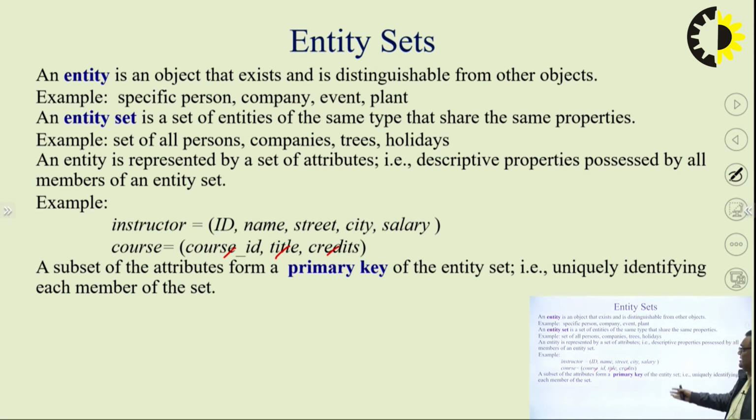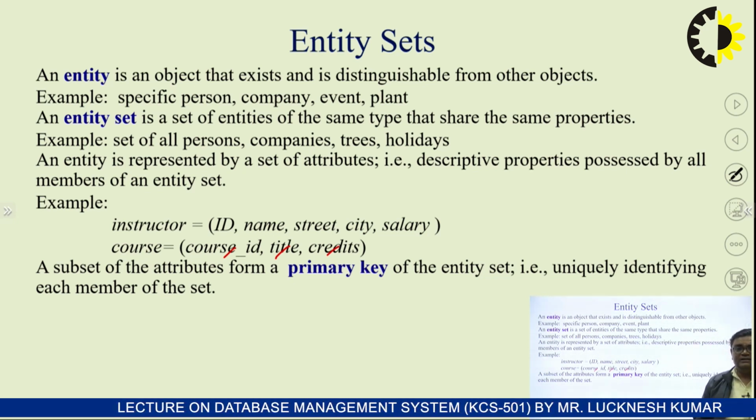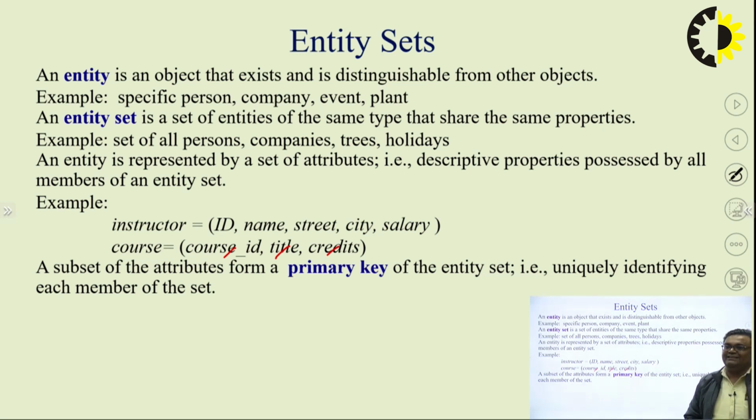A subset of the attributes forms a primary key of the entity set, uniquely identifying each member of the set. So, to get the information for a particular entity, we need a primary key, and that primary key is from the attribute or a set of attributes. A subset can uniquely describe an entity, like a unique number. Here for an instructor we have ID. From the ID we can get all the details of the instructor, and for the course, the course ID is the primary key here.